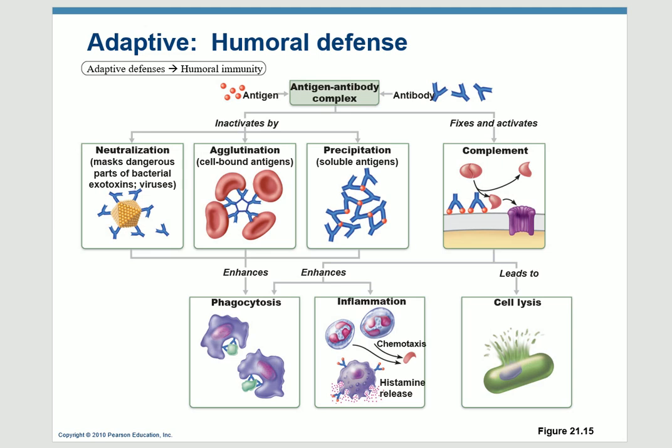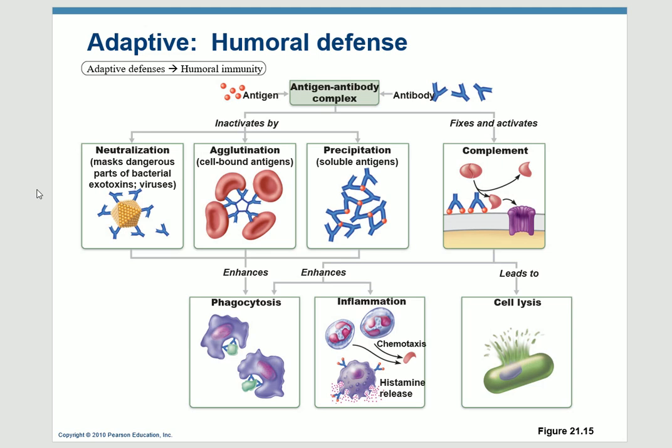So all of our defenses are antigen-antibody complex. So we have neutralization up here on the left. These are the ways that we can inactivate these things. We can neutralize bacteria, viruses, exotoxins by attaching antibodies to the surface of these toxins.